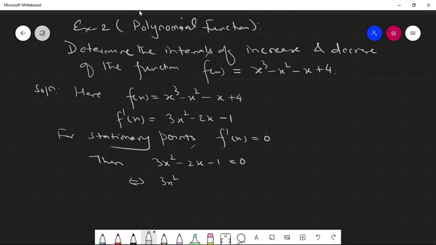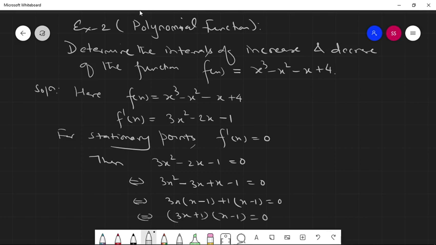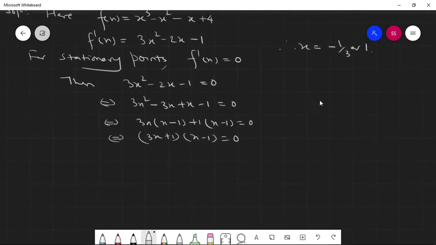3x square minus 3x plus x minus 1 equal to 0. 3x common, x minus 1 plus 1 common, x minus 1 equal 0. 3x plus 1, x minus 1 equal to 0. Therefore x equal minus 1 by 3 or 1. These are the stationary points.